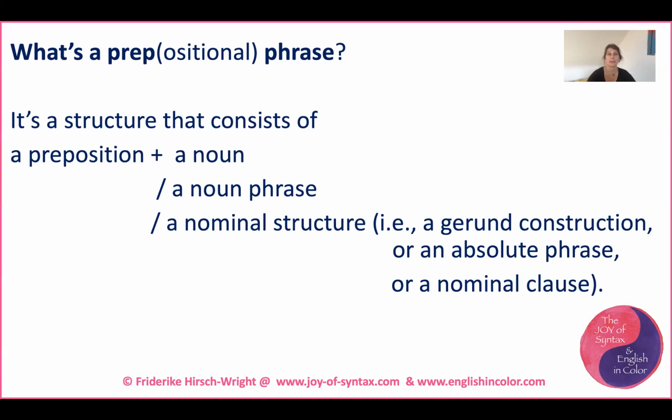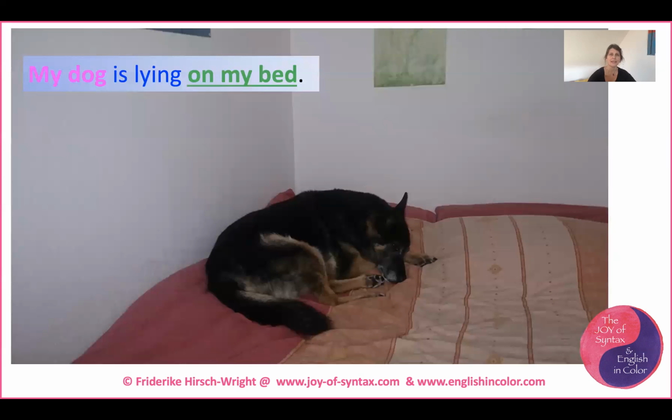So we have a preposition plus a noun or a noun-like structure, and together they form a prepositional phrase. Here's a very simple example. My dog is lying on my bed. Unfortunately, my dog just passed away. I'm still heartbroken. This picture was taken 3 years ago.